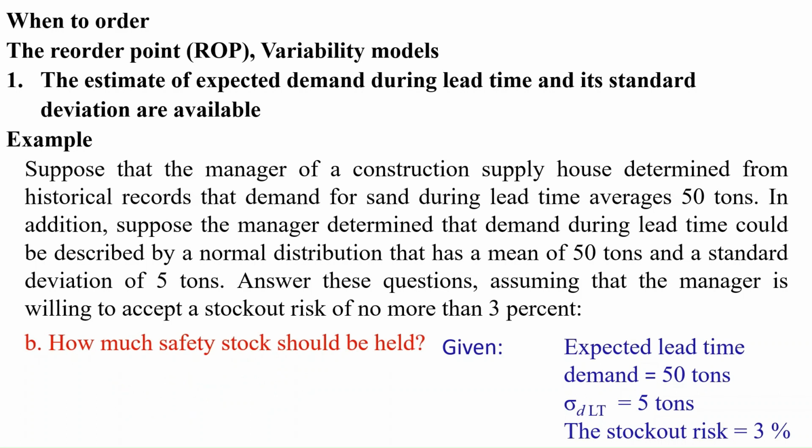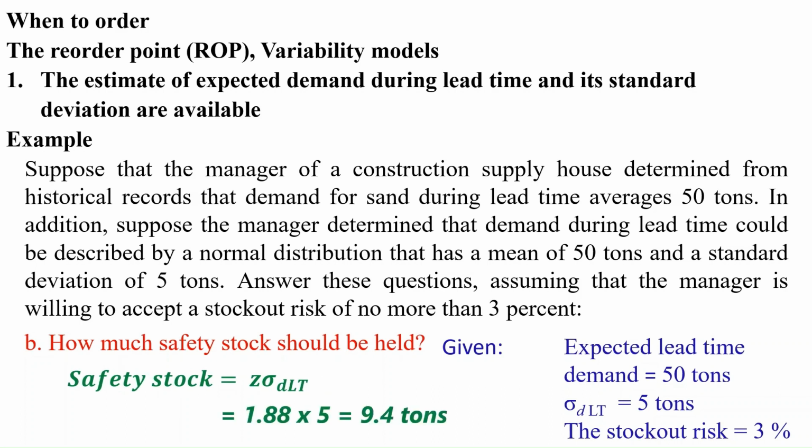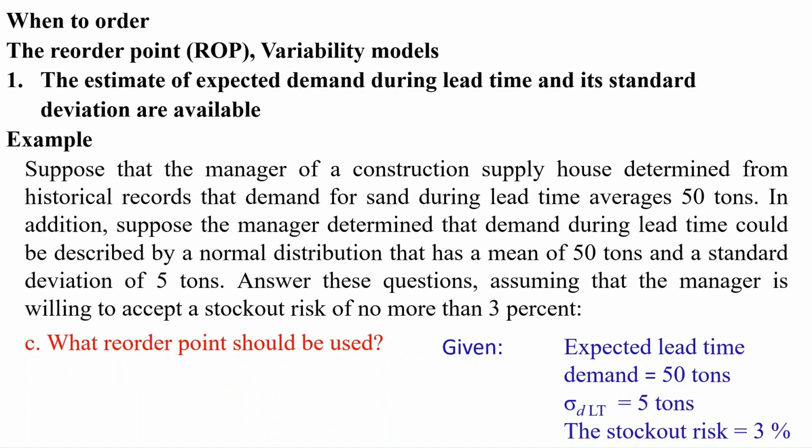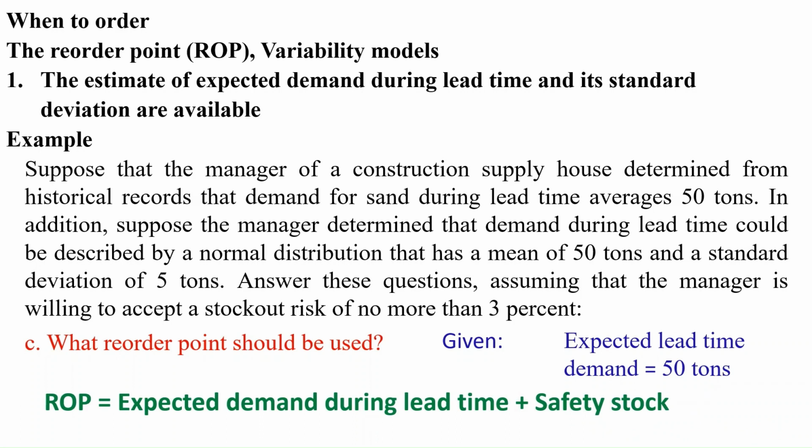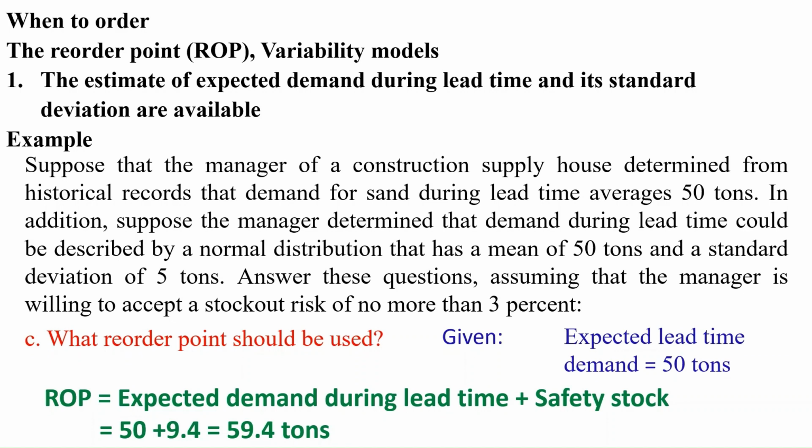The second question is, how much safety stock should be held? We know that the safety stock equals Z multiplied by sigma DLT, equals 1.88 multiplied by 5, equals 9.4 tons. The third question is, what reorder point should be used? The reorder point equals expected demand during lead time plus safety stock. This equals 50 plus 9.4, equals 59.4 tons.